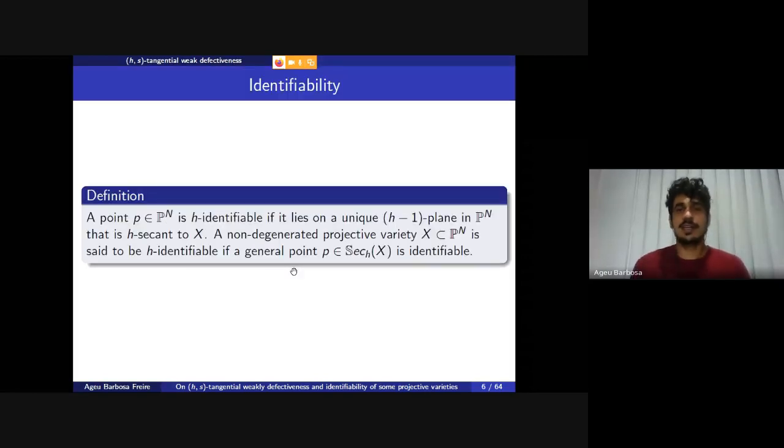Another interesting subject in algebraic geometry is that of identifiability. We will see soon that this has a relation with the secant defectiveness problem. For identifiability, we consider a point P in P^N, and we say that this point is h-identifiable with respect to the variety X if it lies on a unique (h-1)-plane in P^N that is h-secant to X. And more generally, a variety is said to be h-identifiable if a general point in its h-secant variety is h-identifiable.